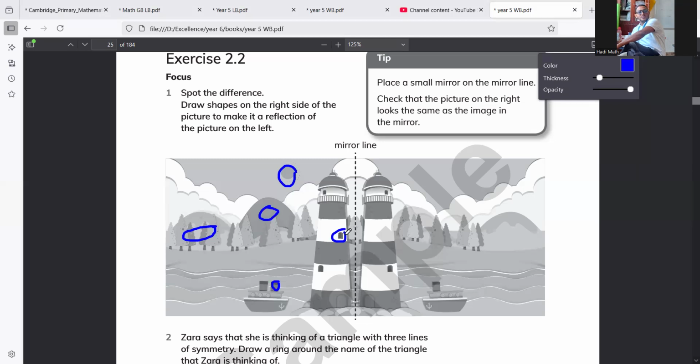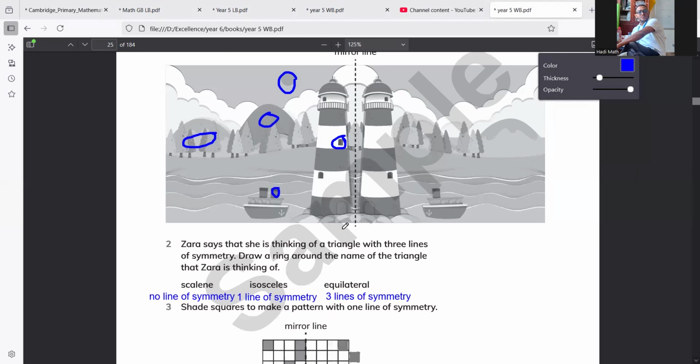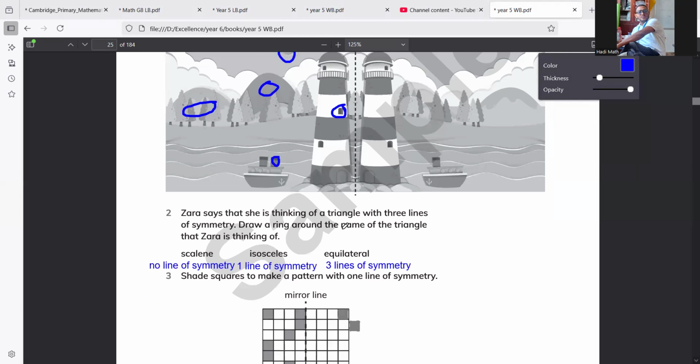Let's go to question number 2. Question 2, Zara says that she's thinking of a triangle with 3 lines of symmetry. So we need to know which triangle she is thinking of.